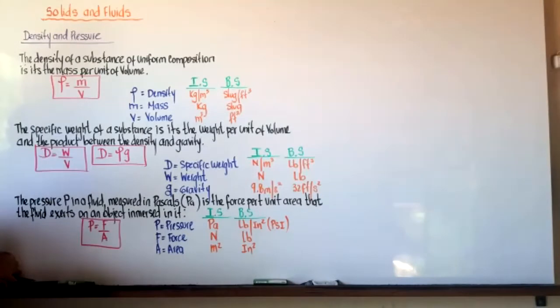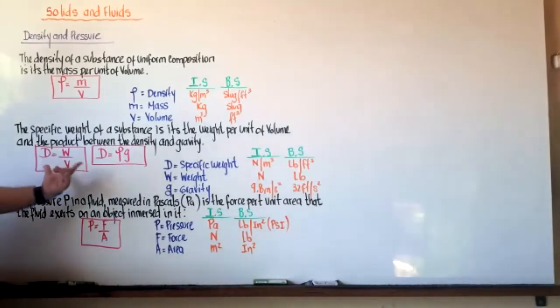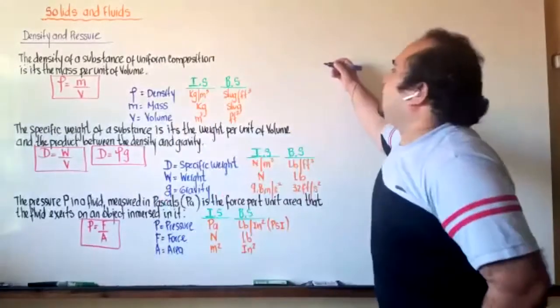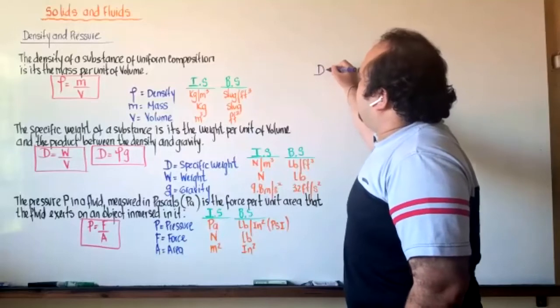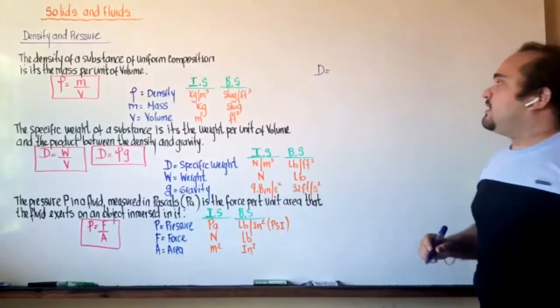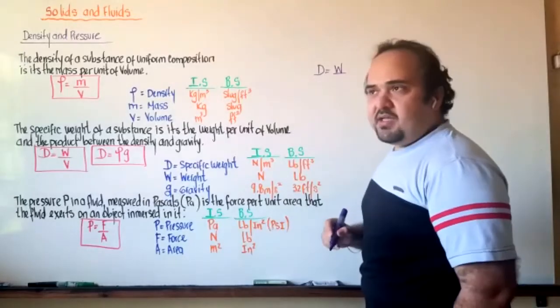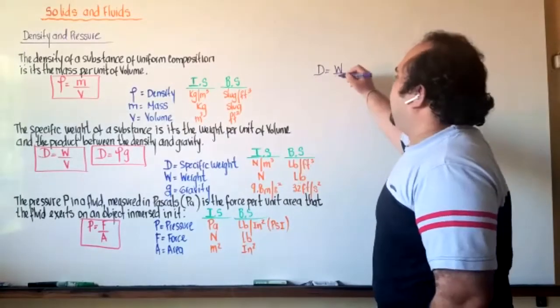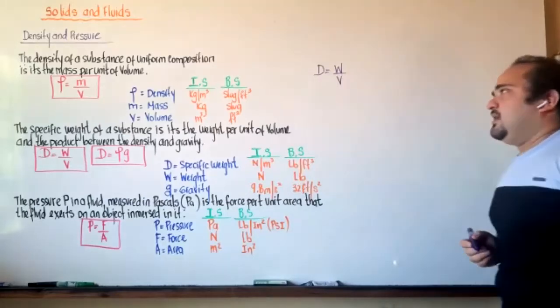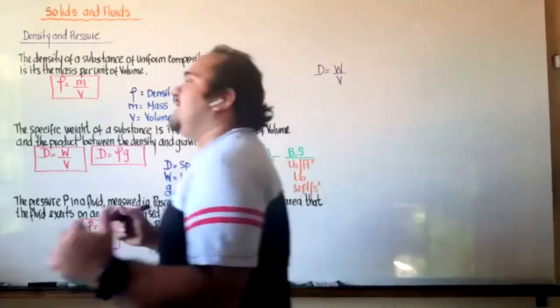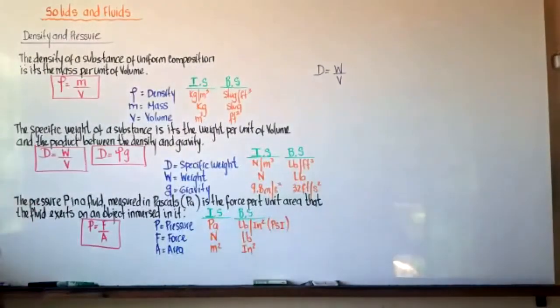A few seconds ago, I told you already that both formulas are the same. I'm going to prove it with a little demonstration. As you can see, we have the specific weight. The specific weight is the relationship between the weight of any body divided by the volume, right? Yes or not? So, do you remember what is the formula for weight? What is the formula for weight?